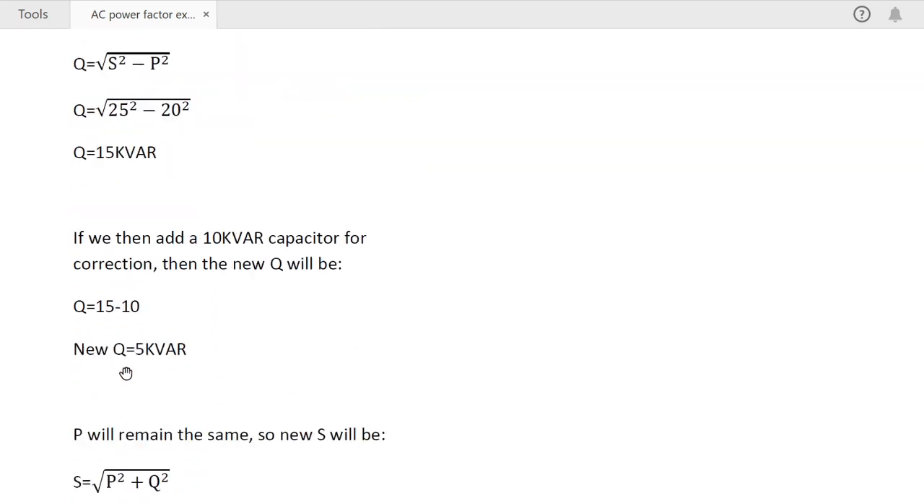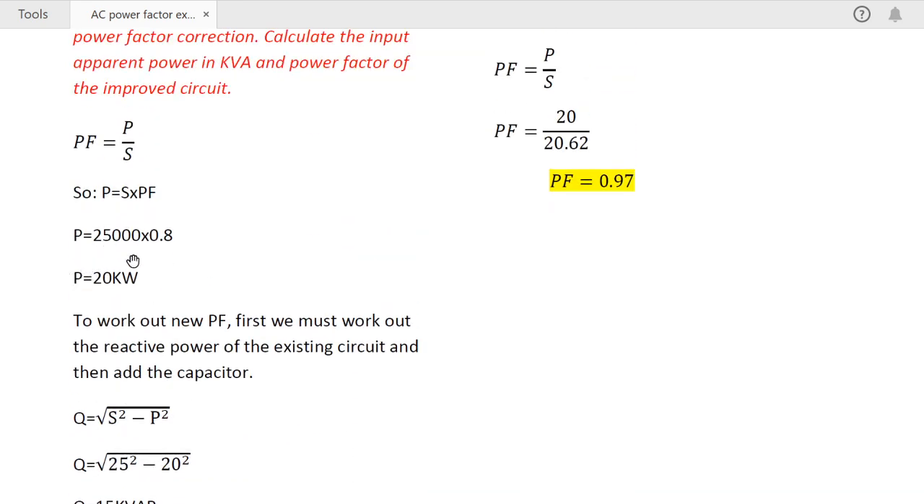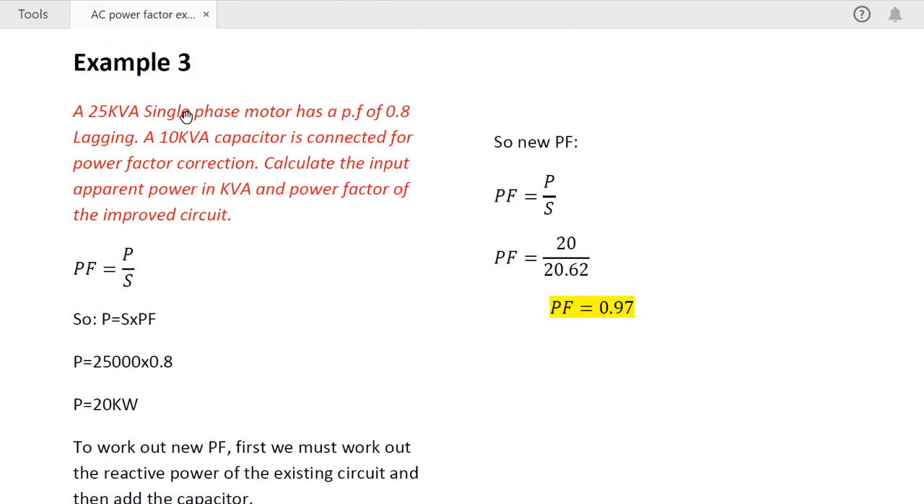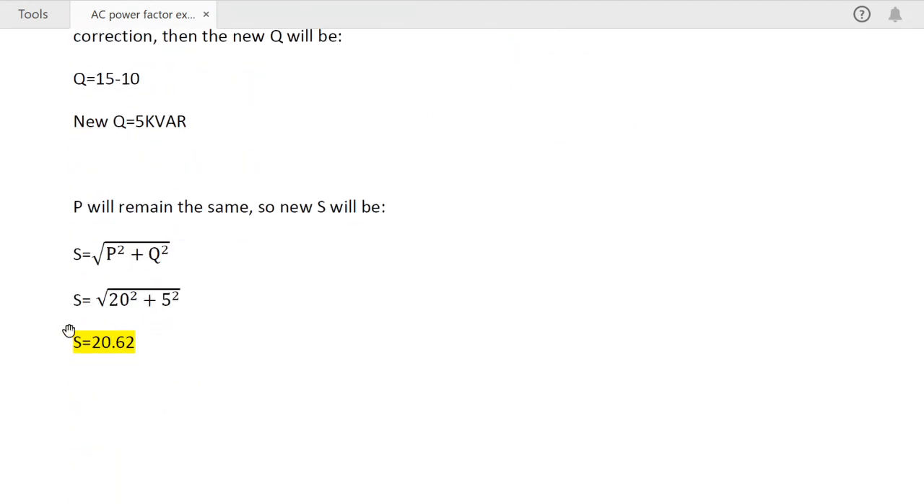So notice that after we've added in the correction capacitor, our input power has gone down. From the 25 kVA motor, the input power has gone down to 20.62, which is a good thing, right? That means we are consuming less power, but we're going to get the same value out of it because the same motor is going to operate. The motor will still operate, it's just that we're not drawing as much current and therefore we're not paying for as much power.